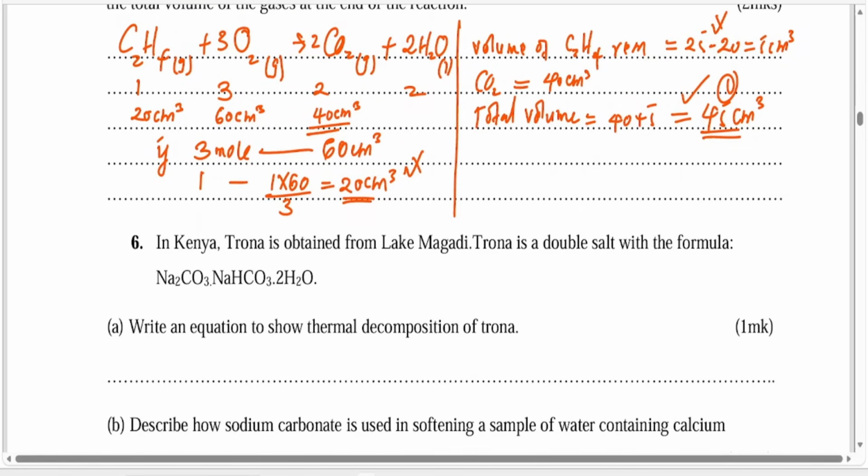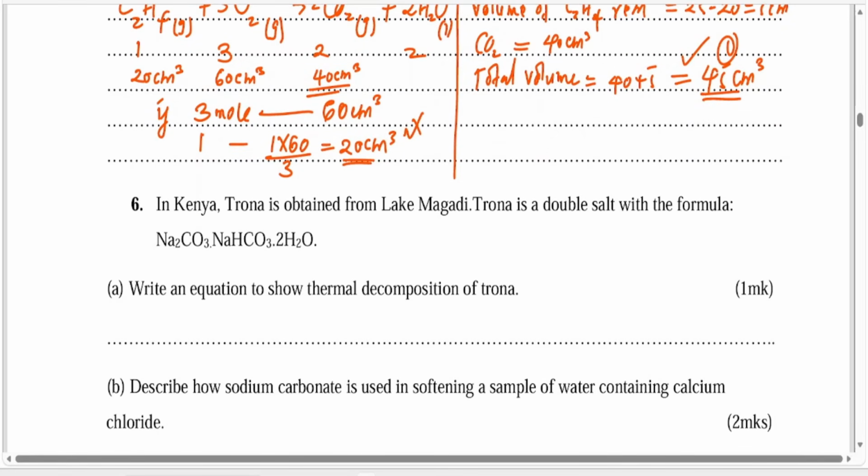Question number 6. In Kenya, Trona is obtained from Lake Magadi. Trona is a double salt with the formula Na2CO3.NaHCO3 with 2 molecules of water. Write an equation to show the thermal decomposition of Trona.